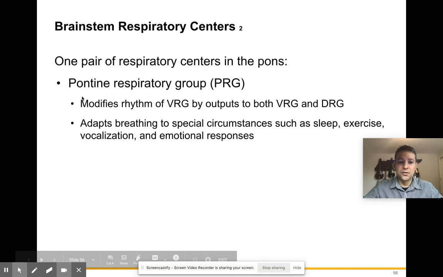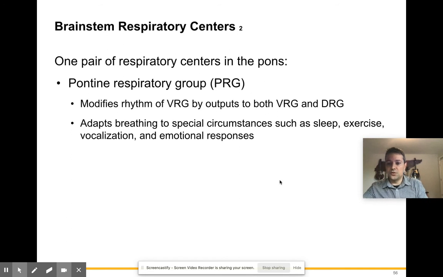In the pons, you have the pontine respiratory group, and that modifies the rhythm of the VRG, and it adapts breathing to special circumstances. So if you're sleeping, the pons knows that you're sleeping, and your breathing pattern should change during sleep. The pons also knows that your breathing pattern should change during exercise. When you're exercising, your breathing pattern sometimes will get shorter, to get short, quick breaths, depending on what period of exercise you're at. At the beginning of exercise, you might be taking short breaths. At the end, you might be taking big gasping breaths, right? But your pons will control that.